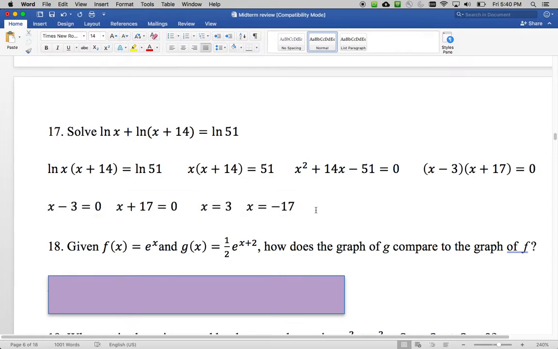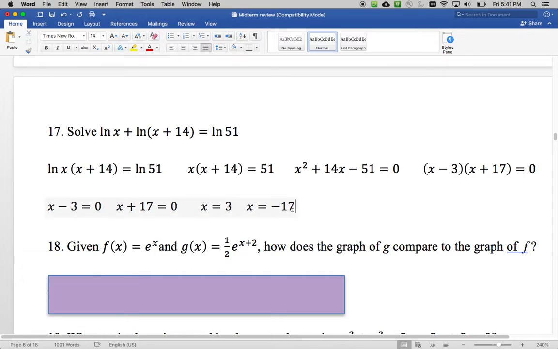And guys, it is going to be a multiple choice test, and both of these answers are going to be on there. One of them, you might have just x equals 3 for one of the options. You might have just x equals negative 17 for one of the options. And then you might also have both options to choose from.